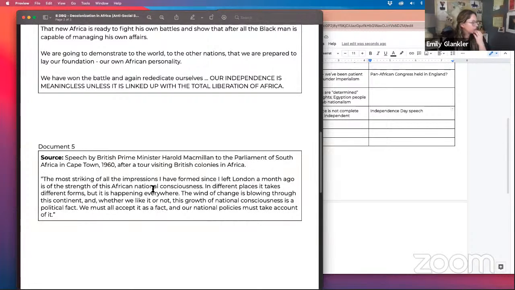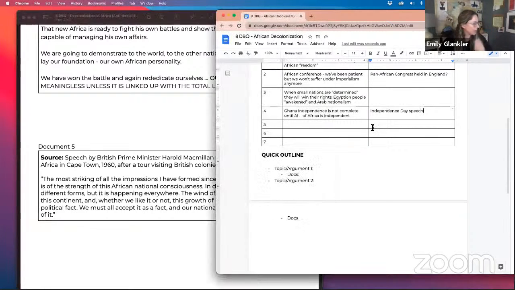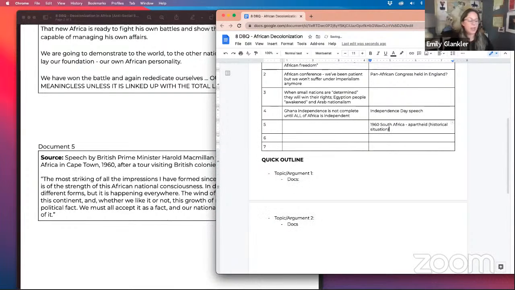after a tour visiting British colonies in Africa. Okay, so this is not an African leader. This is the British Prime Minister talking to South Africa. This is in the middle of apartheid. Oh, already, that's great context. 1960s South Africa apartheid as a historical situation. So again, if anything comes into your brain where you're like, oh, that's when this thing is happening in the country, just throw it in there. And if you have time later, you can use it as context.